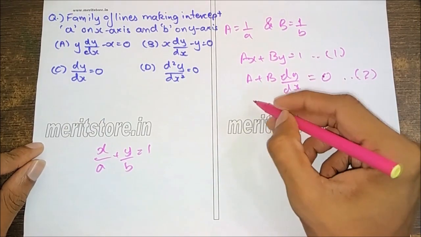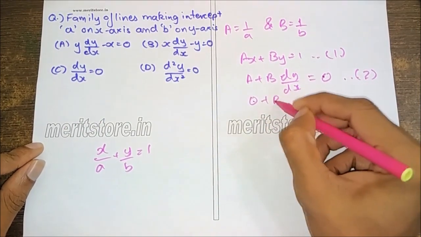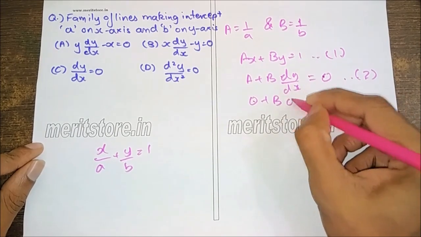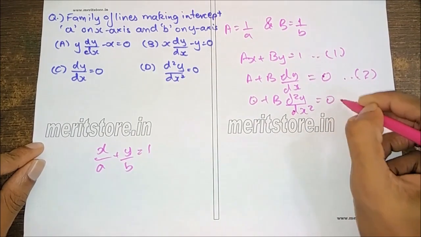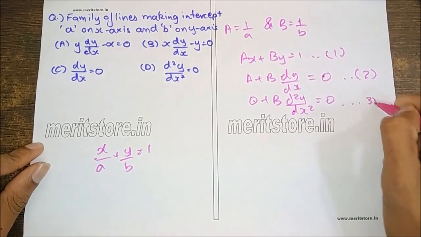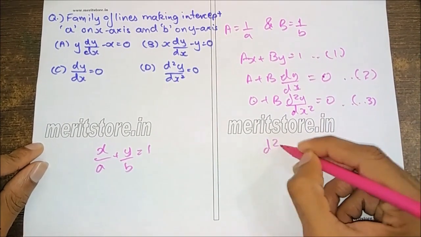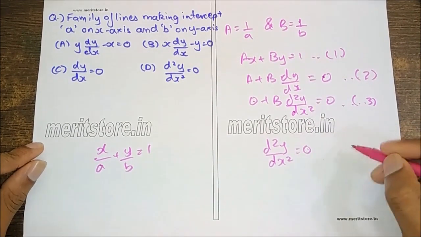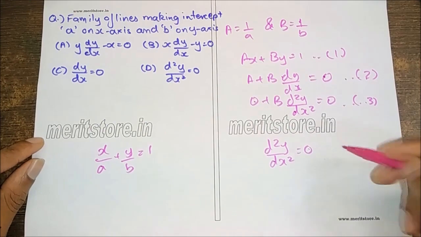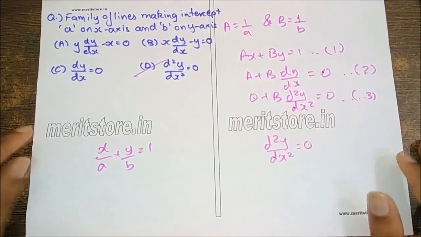So we differentiate again, we get d square y by dx square equal to 0. Let this be equation 3. Therefore, further we get d square y by dx square equal to 0, which is, our answer matches with option D. Option D is the correct answer.